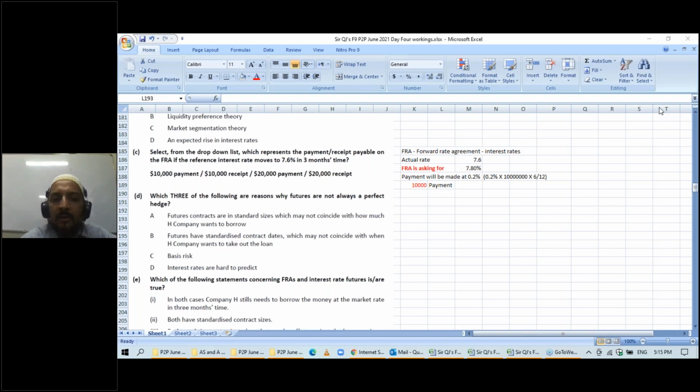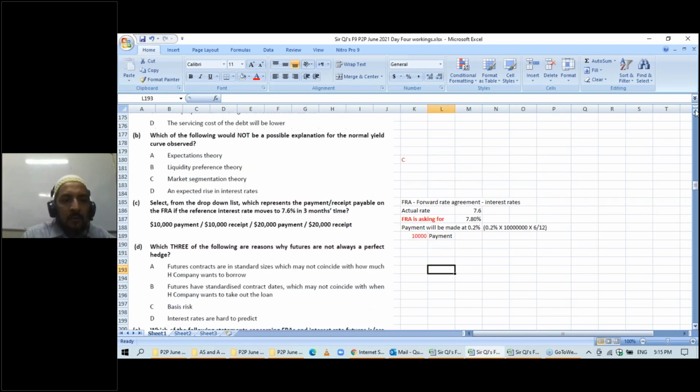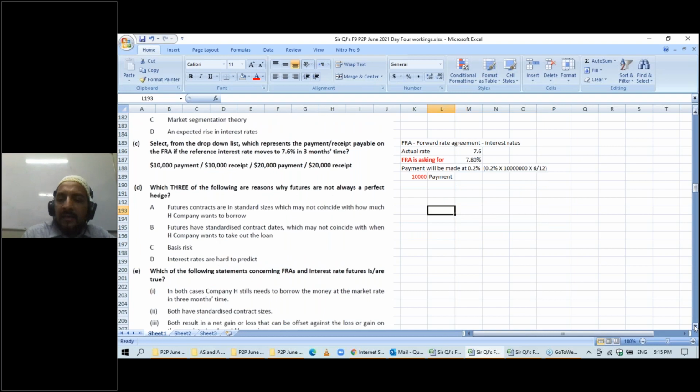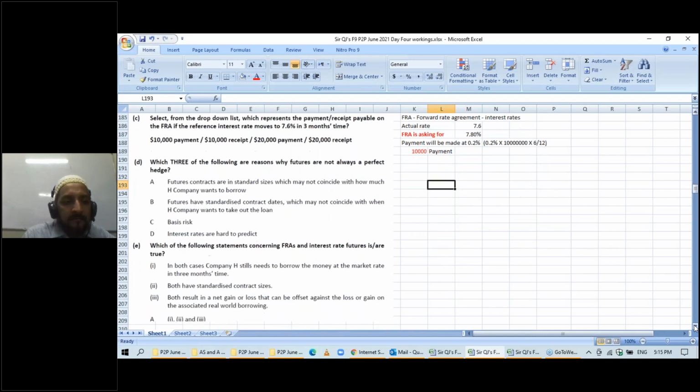Positive yield curve occurs when the interest rate is rising. Tell me about B, na? When will the positive yield curve occur? When borrowing for a longer time, the interest rate is rising. You are asking about B, na? So D is correct. They are asking which one is not correct.